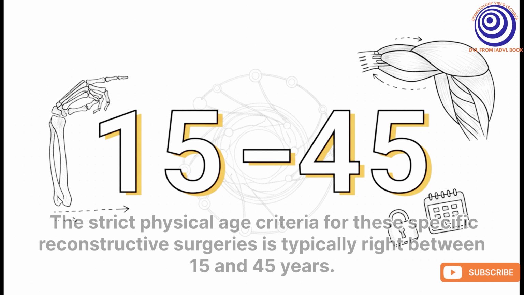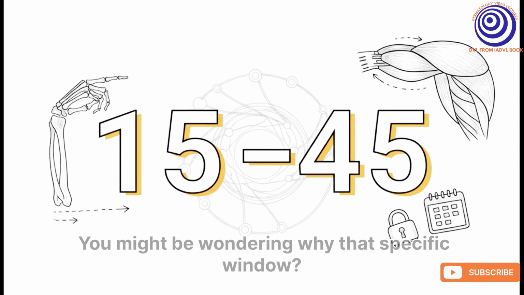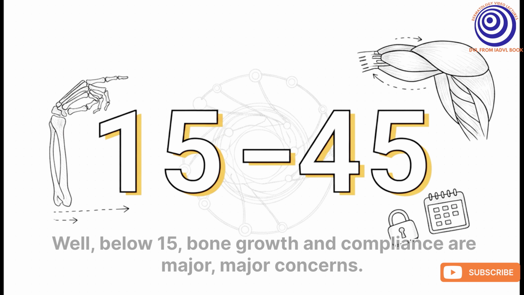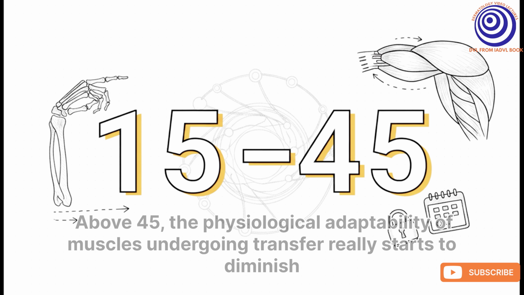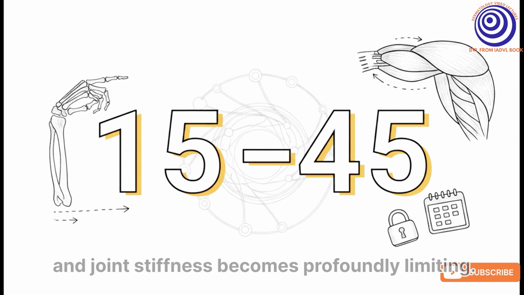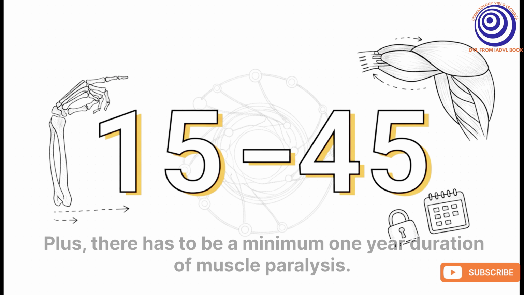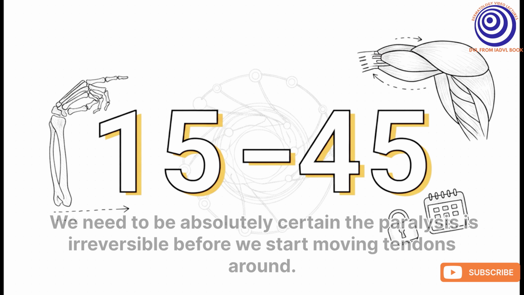Go ahead and highlight this number in your notes. The strict physical age criteria for these specific reconstructive surgeries is typically right between 15 and 45 years. You might be wondering why that specific window. Well, below 15, bone growth and compliance are major concerns. Above 45, the physiological adaptability of muscles undergoing transfer really starts to diminish and joint stiffness becomes profoundly limiting. Plus, there has to be a minimum 1-year duration of muscle paralysis. We need to be absolutely certain the paralysis is irreversible before we start moving tendons around.